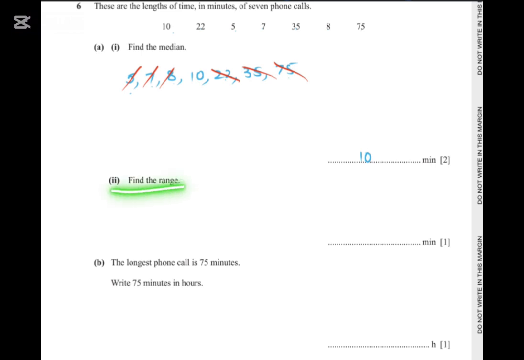Range. Question 2. Find the range. For range, we need to take the biggest value minus the smallest value, which is 5. So 75 minus 5 is 70. The range is 70.